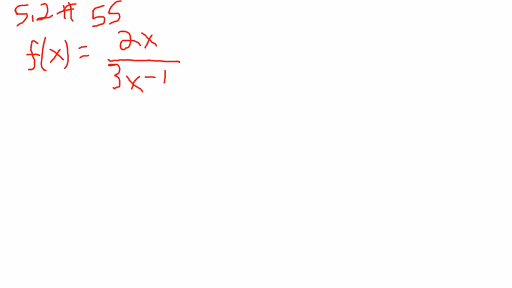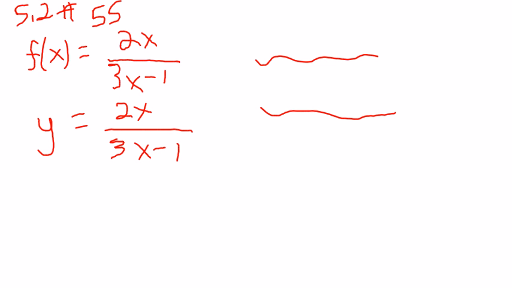Here we go. So first thing we do is, instead of writing f, we write y, and we do that because we always graph y equals f of x, and it's just easier to work with in this case. So I get 2x over 3x minus 1. Now, if you remember, tunnel analogy, f goes one way, f inverse goes the other way.